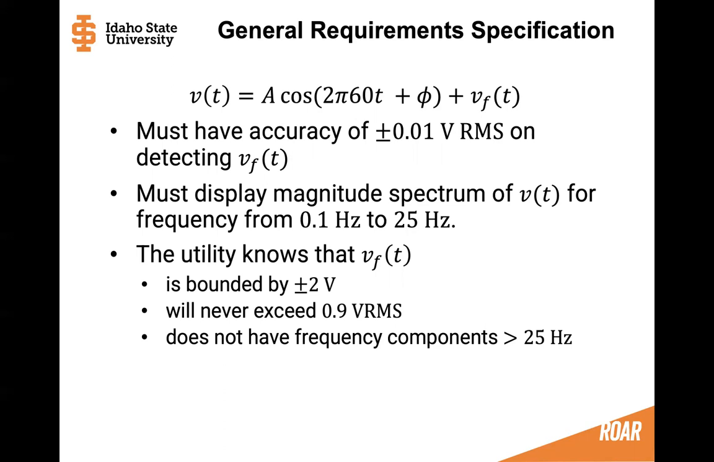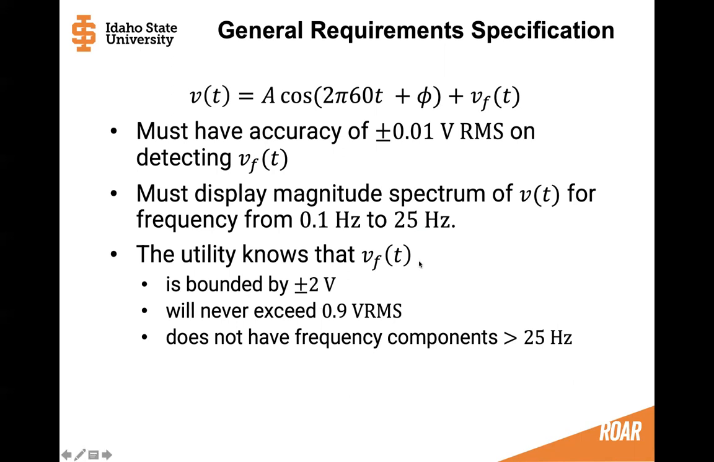The utility company also knows that the flicker is bounded, so they know that the flicker actually never gets larger or smaller than 2 volts. They also know that the RMS voltage never exceeds 0.9 volts, and they also know that the flicker does not have any frequency components over 25 hertz.